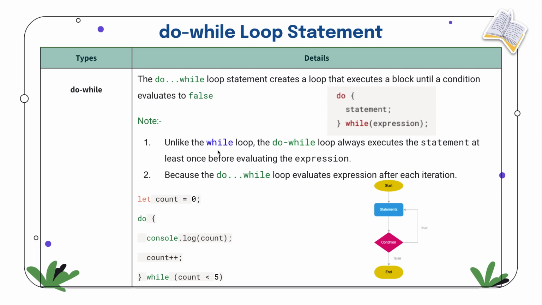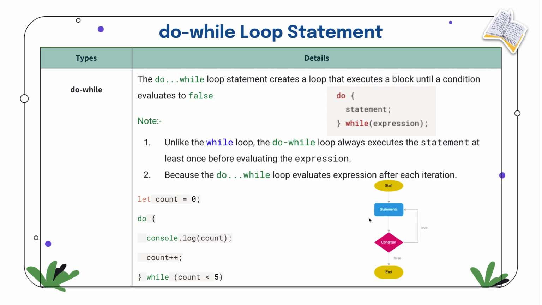Okay, same thing here. See, do while also works the same. First it will print, then it will increment the count and check. Means in the worst scenario also, one time print will happen.